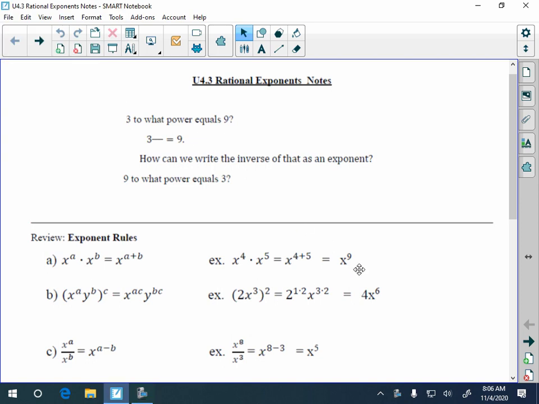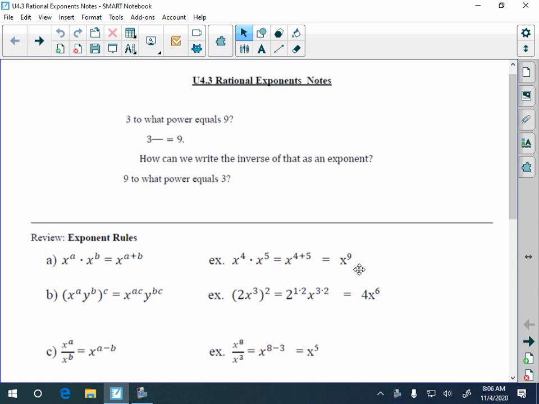All right, welcome back to Algebra 2. This is Unit 4.3. We're going to be looking at rational exponents, so exponents that can be fractions. We're going to look at how we can work with those, and then how we can convert into radicals.